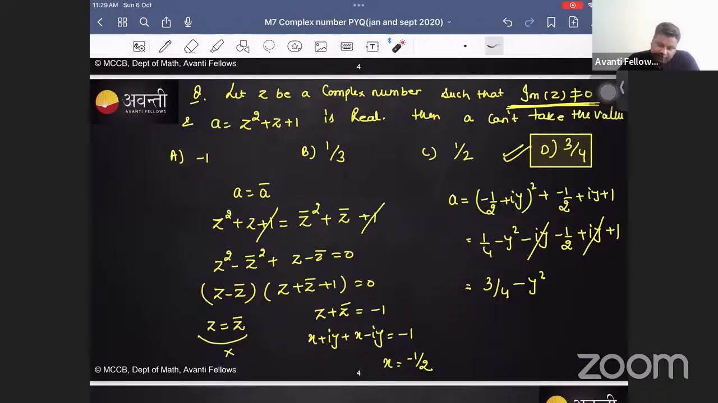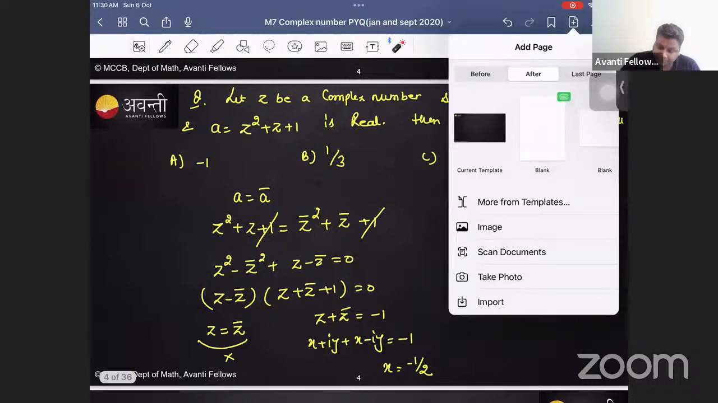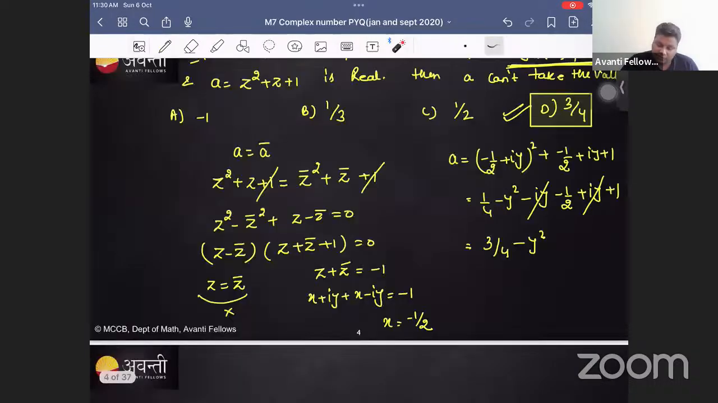Yeah, please see. Z is a complex number such that the imaginary part of Z is never zero. Very good. Now this is purely real. We will go only with the basic concepts, nothing new. If a complex number is purely real, that means it is equal to its conjugate. Got it? So Z square plus Z plus 1 is Z bar square plus Z bar plus 1. Fair enough? So 1 cancels. It became Z square minus Z bar square plus Z minus Z bar equals 0. Now from this Z minus Z bar is common, you got Z plus Z bar plus 1 equals 0. Am I correct?